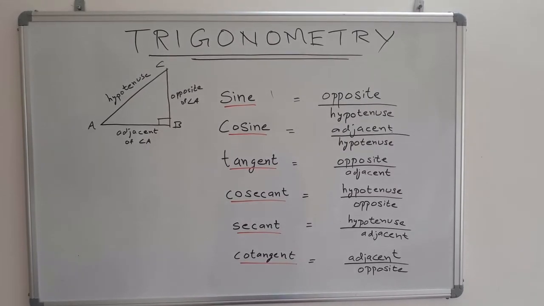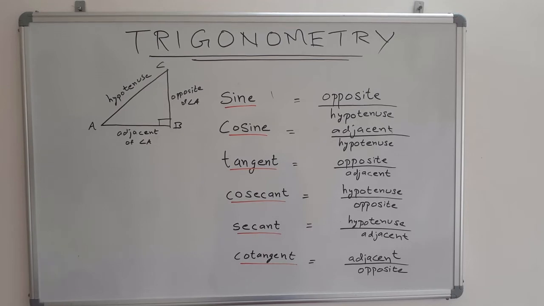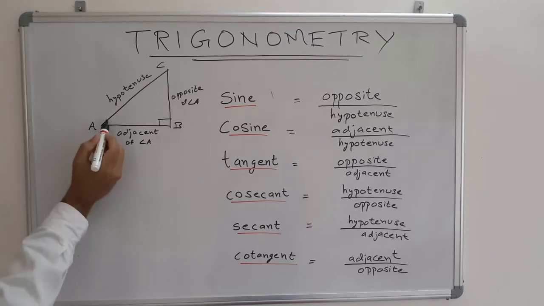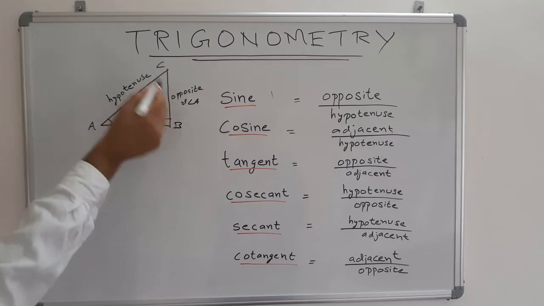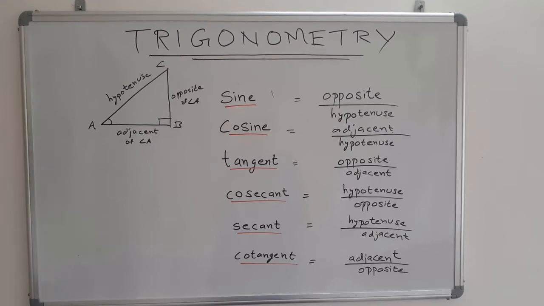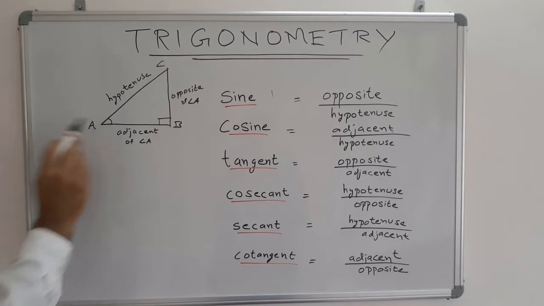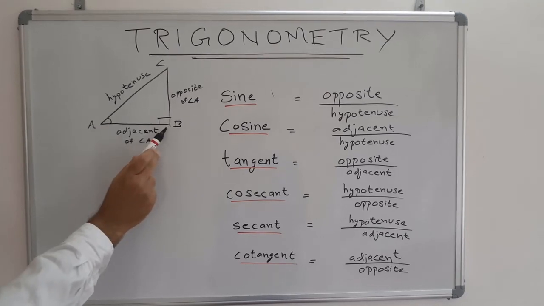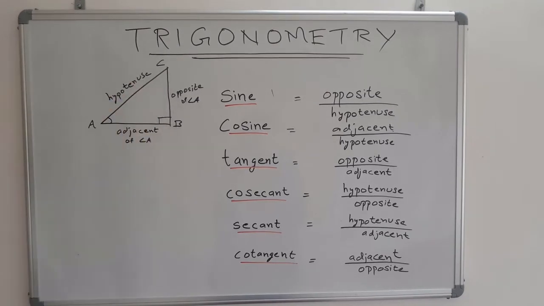We will see how it comes using this diagram. So here we have 3 angles, A, B and C, and B is a right angle. When we talk about trigonometric ratios, we will be taking an acute angle. We will not take B, we will take either A or C.